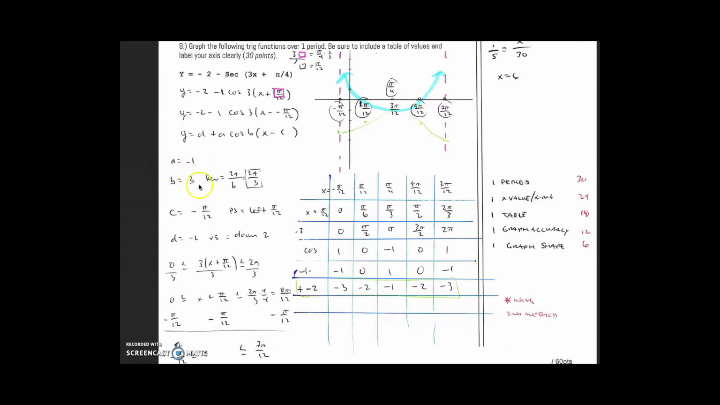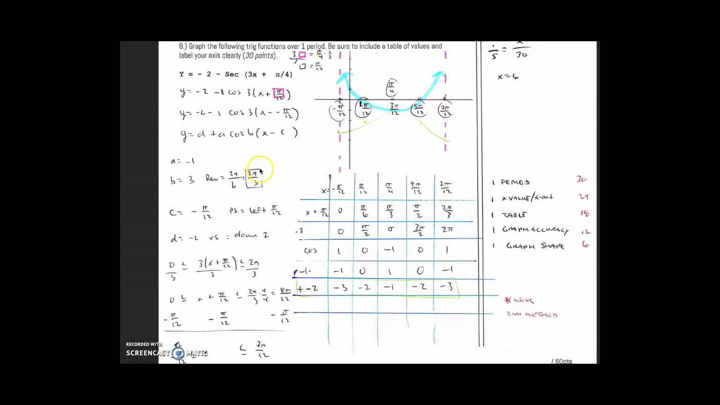A value is -1, my B value is 3, so the period for cosine is 2 pi over B, substituting the B value, you get 2 pi over 3. It means it has a length of 2 pi over 3. C value is negative pi over 12, which means it's going to be a phase shift to the left. There's my graph. It originally started at the origin, and it's pushed off now negative pi over 12. D value is -2, so it's going to be a vertical shift down 2.